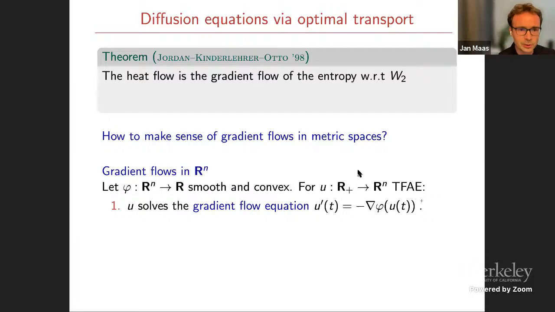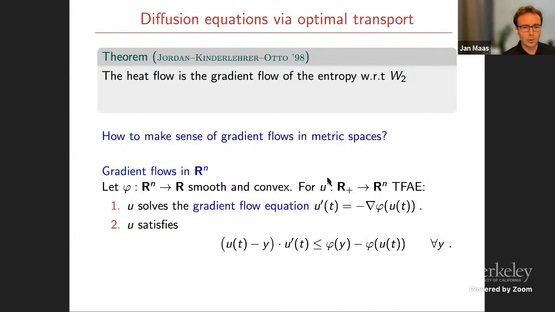Namely, if I have a curve u in space Rn, then the following are equivalent. The first condition is that u solves the gradient flow equation. So it means that it solves this ordinary differential equation, u prime equals minus gradient of phi of u. That's the usual differential equation, which means that this curve is the gradient flow for the functional phi. But you can do something nice, namely because the functional phi is convex, you can actually rewrite this differential equation as a system of inequalities.